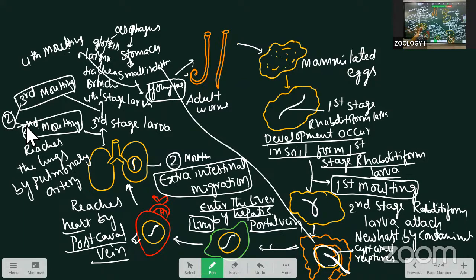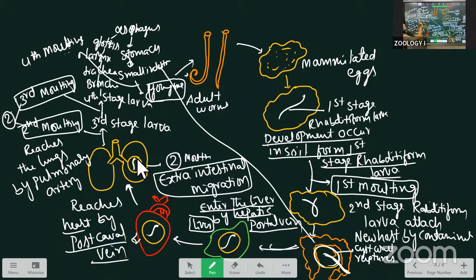The second stage rhabditiform larva undergoes the second molting and forms a third stage larva. This third stage larva undergoes the third molt and forms a fourth stage larva. The fourth stage larva is present in the alveoli, and it comes out from the lungs.